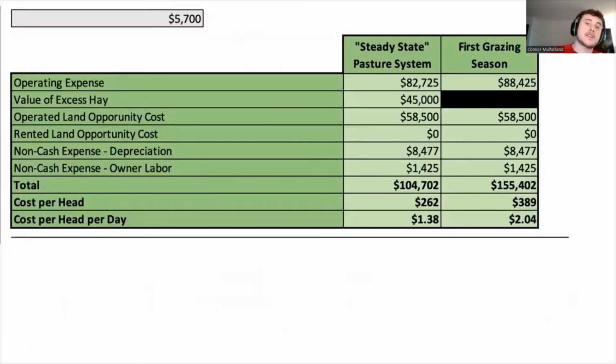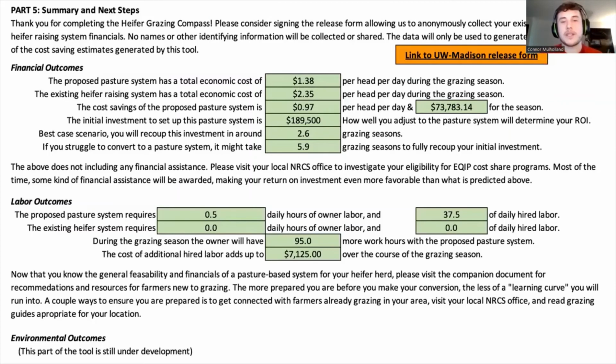So we factor this back in, and then we can compare the steady state, the well-managed, fully developed pasture, to what would probably be your first grazing season for this specific example. You can see there's a bit of a bump up in cost per head per day, but it's still favorable to the existing strategy. You might start off at $2 per head per day, but you can make it down to $1.30. We wrap this up in part 5, and you have a full printable summary.